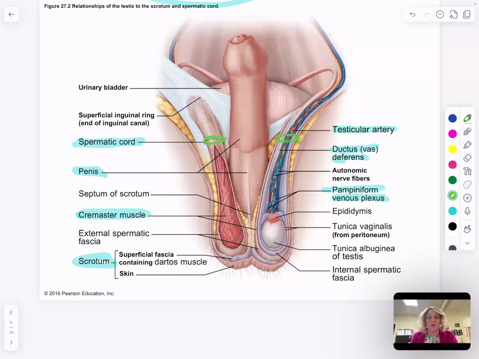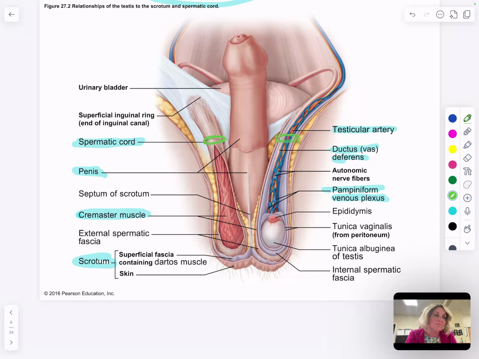As it gets cold outside, or the male is cold, the cremaster muscle is going to contract, and when it contracts, it draws that muscle up and draws the testes up closer to the body to get them warmer.